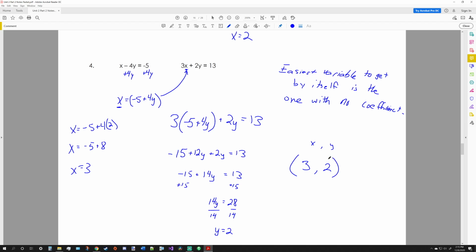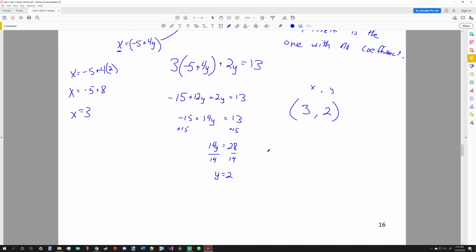So substitution method is just plugging in an expression, distributing, combining like terms, solving for one variable, taking that value, plugging it in, finding the other variable, and writing the coordinate point. That would be the solution. Okay? So that's actually all there is to these notes.